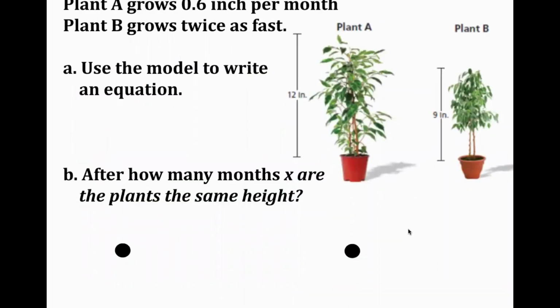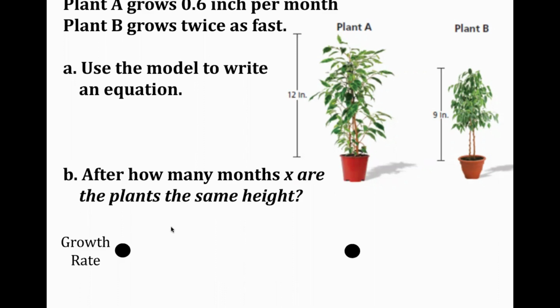Here is a word problem. We have that plant A grows 0.6 inches per month, and plant B grows twice as fast. We're going to use this model right here, and we're going to write an equation. This equation is going to be used to solve for after how many months the plants are going to be the same height. So I'm going to go ahead and lay out an equation format.